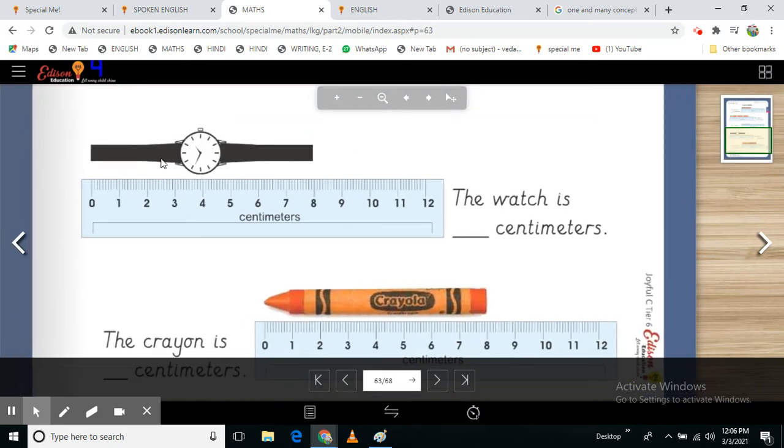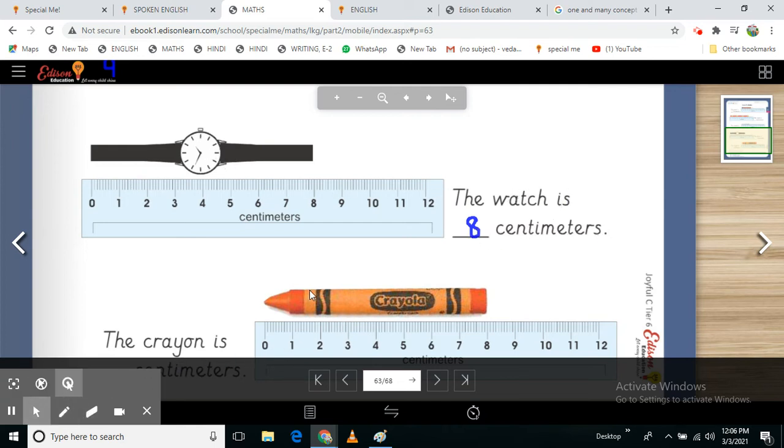Now, see the watch. Okay, start from the 0 point and it will end up to the, yes, which number is this? Yes, 8 number, है ना. 8 number पे finish हो रही है watch. So it means the length of the watch is, yes, 8 centimeters. So right here 8 number. The watch is 8 centimeters, right?